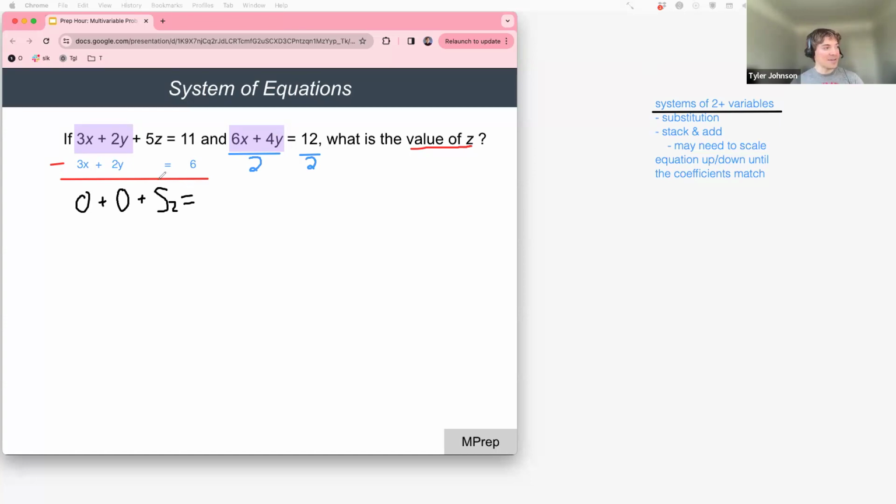In any case, you're going to be left with 5z there. On the right side of the equation, you have 11 minus 6. So if 5z equals 5, then you know z is equal to 1.